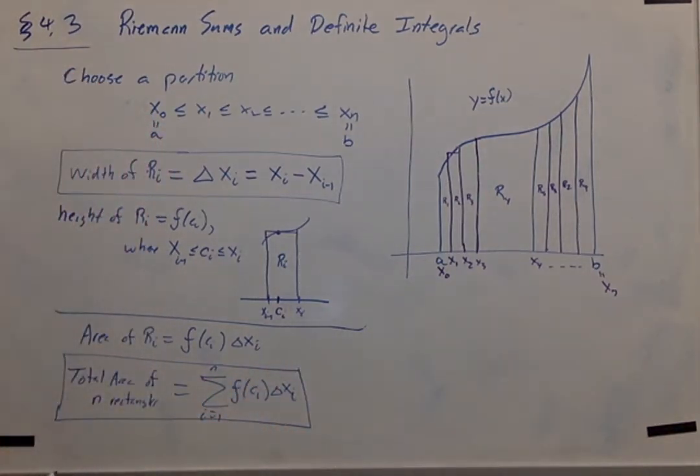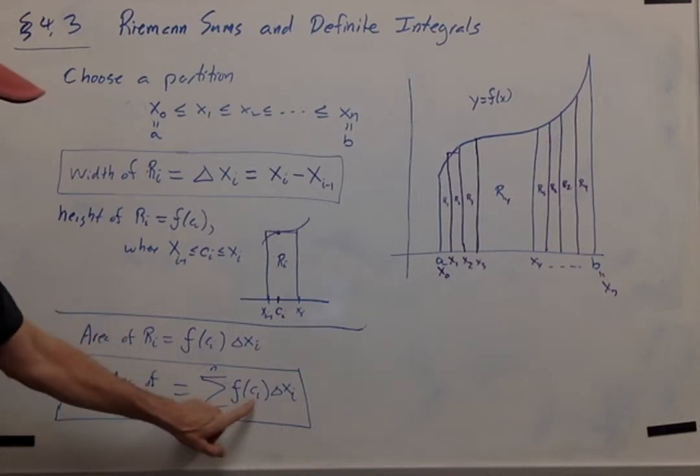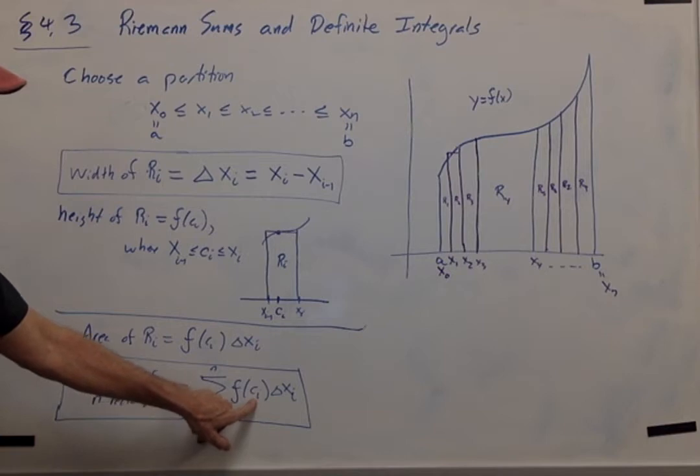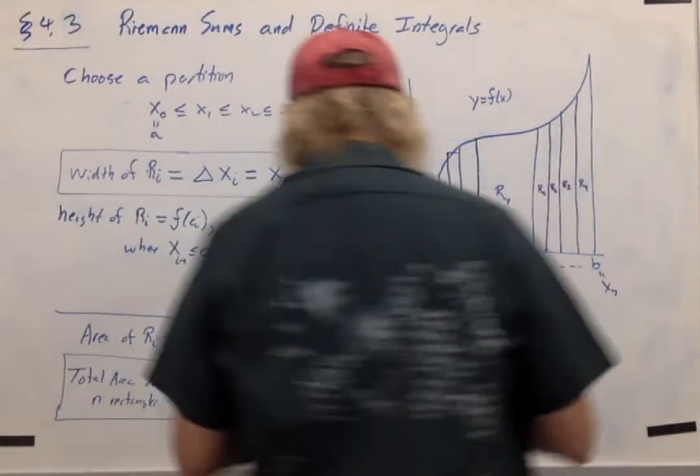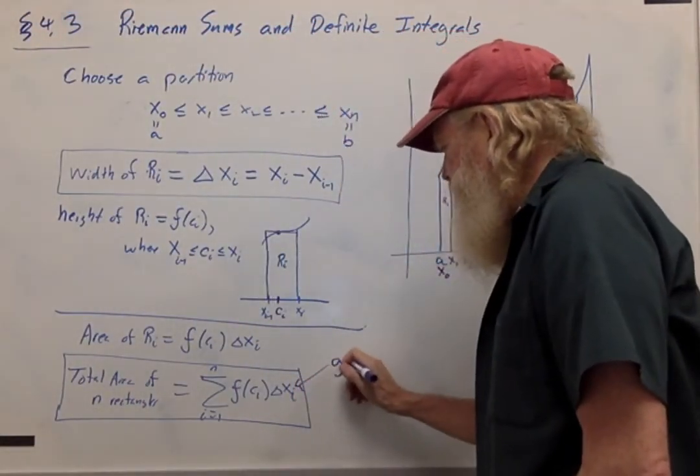So the two things we've done to generalize a little bit is we're no longer assuming that all the rectangles have to have the same width, and we're also allowing ourselves flexibility in choosing the right endpoint, the left endpoint, or any point in between to determine the height. And this is the general form of a Riemann sum.